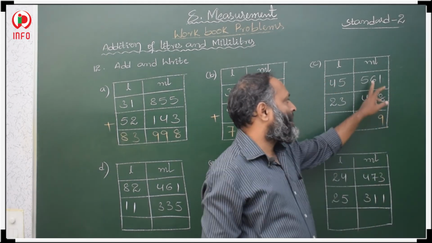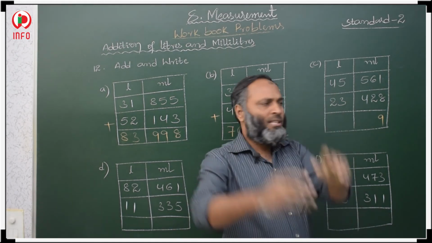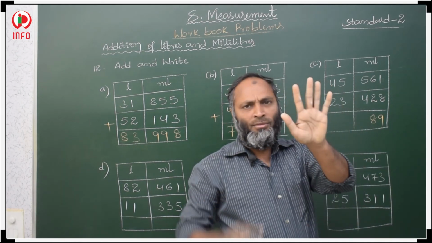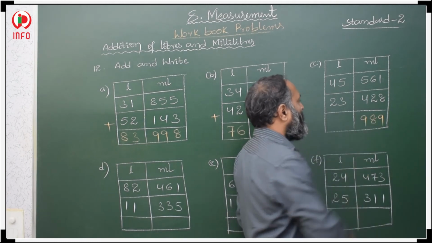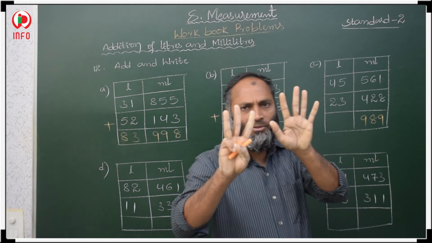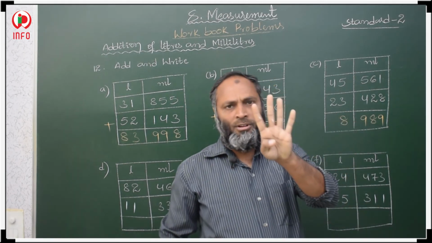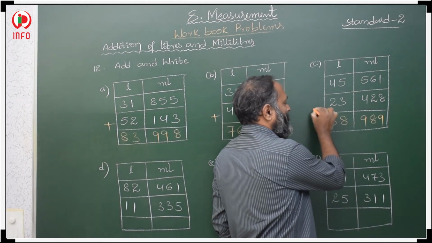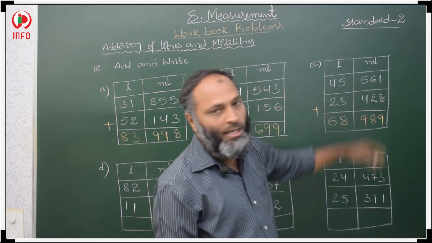And next digit 6 plus 2, 8. 5 plus 4, 9. After that 5 plus 3, 8. 4 plus 2, 6. This is our addition. 68 liters, 989 milliliters.